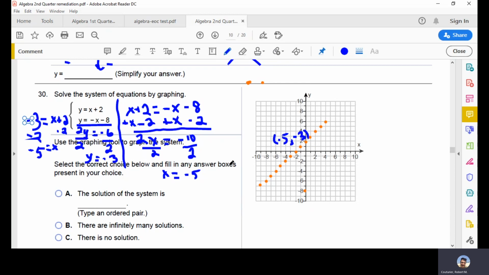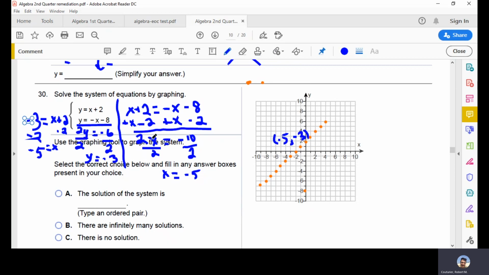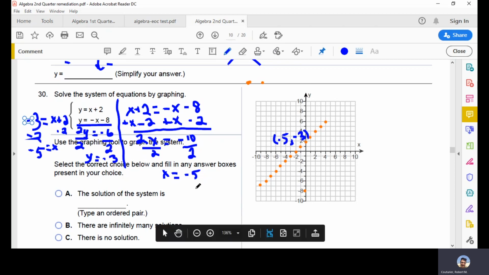We have to take this x and back substitute it into one of the original problems to make sure that we have the correct y. So let's stick it into the first problem. Y equals, we're going to take out this x and put in a negative 5 plus 2. We evaluate and simplify. Y equals negative 3. Negative 5 plus 2. If you owe somebody 5, you pay them back 2, you still owe them 3.